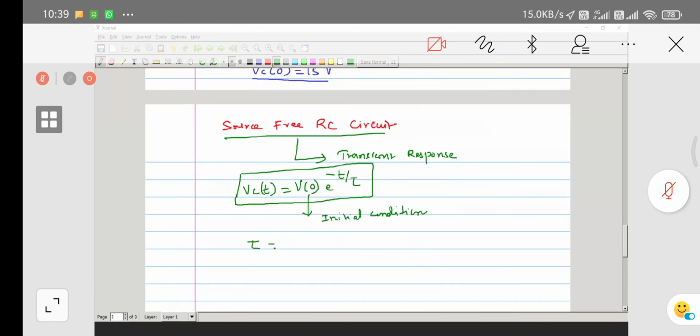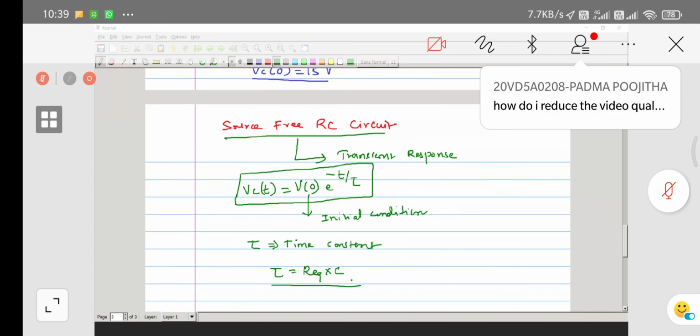Tau is the time constant, given by R equivalent into C. You know the time constant of a series RC or parallel RC circuit is just R into C. But here, instead of a single resistor, you have three resistors: a 5 ohm resistor, an 8 ohm resistor, and a 2 ohm resistor. So to find the time constant, you need to find the R equivalent.